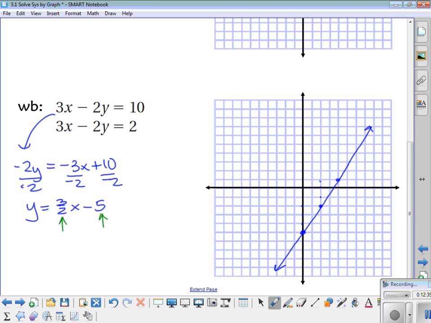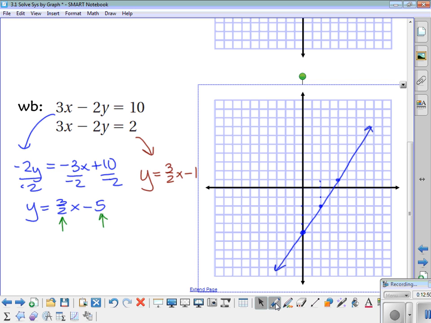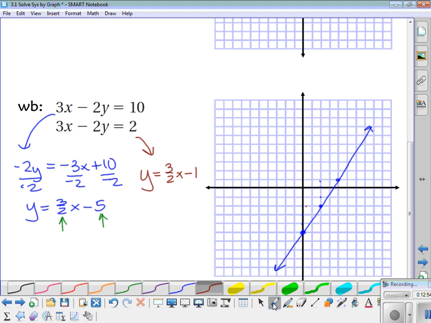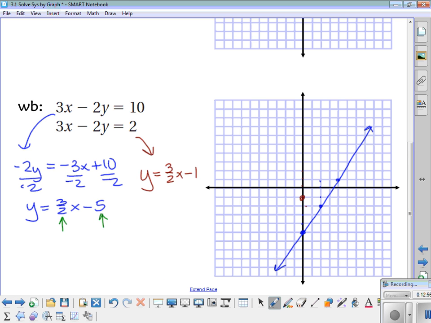Okay, then rearrange the other one. Alright, so you should have gotten y equals 3 halves x minus 1 for the second one. So you start at -1 and you go up 3 over 1. So, is there a solution? No solution, and what is it? Inconsistent.